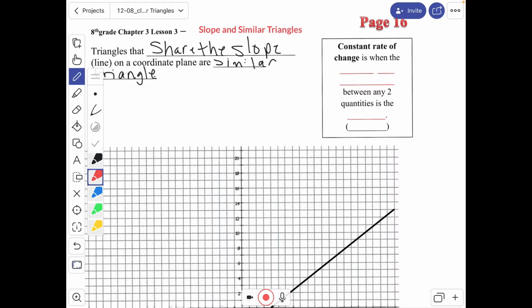And in case you forgot, slope is the constant rate of change. It's when the rate of change between any two quantities is the same, and we call that slope. You might remember change of y over change of x.